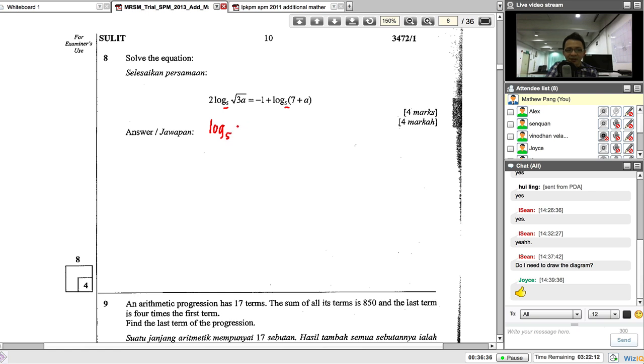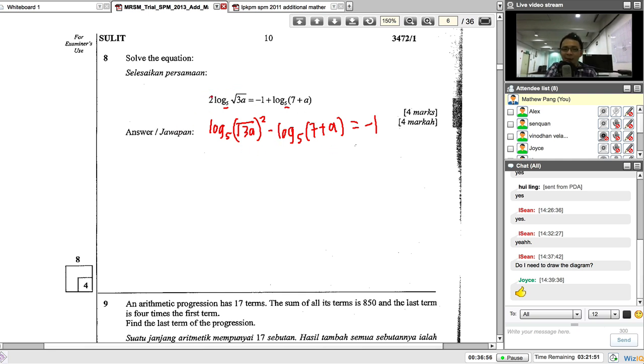This is log 5, square root 3a. I move the 2 here, so the whole thing becomes squared. Okay, and then I'm going to move this one over to that side, so it will be minus log 5, 7 plus a equals -1. Alright, because I just group those logs together, nothing very special here.